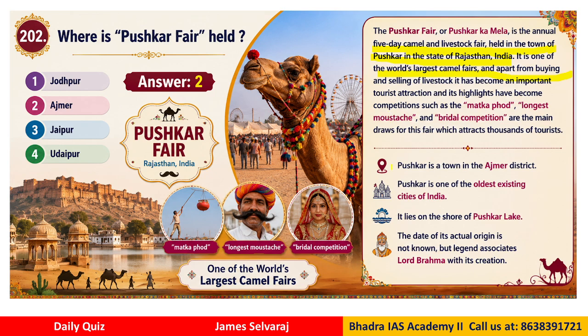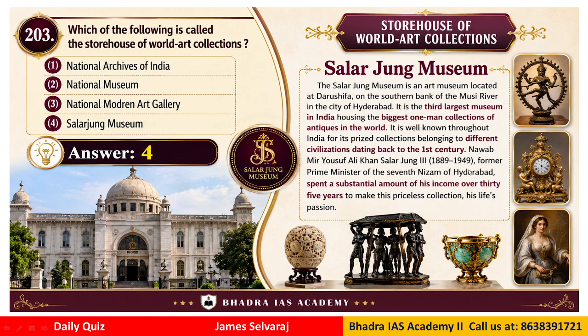So now Pushkar is a town in the Ajmer district. Okay, so the correct answer therefore is Ajmer. Clear? So that is the main thing we have to keep in mind. So Pushkar is one of the oldest existing cities of India, right? So that is where this festival is celebrated, and sometimes in the exam you can get such a question.